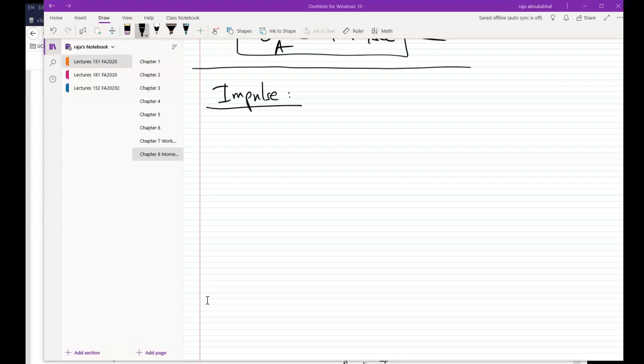So impulse is an interaction or a change in momentum. That's the best way to explain it. It is a change in momentum in a very short period of time. And I like to give it the following definition: impulse is a sudden change in the direction of momentum.